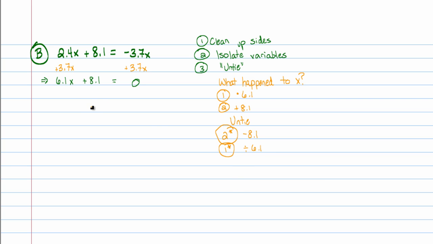Now here I go. I'll subtract 8.1 from both sides to get 6.1x is equal to a negative 8.1. And then finally, to untie this last little bit, I'll divide both sides by 6.1. And this will give me x is equal to a negative 8.1 over 6.1.